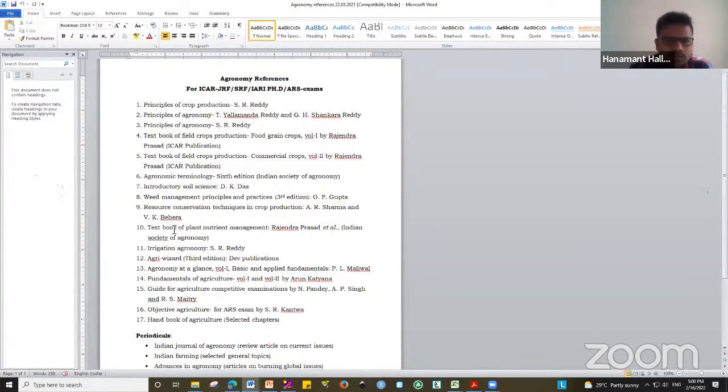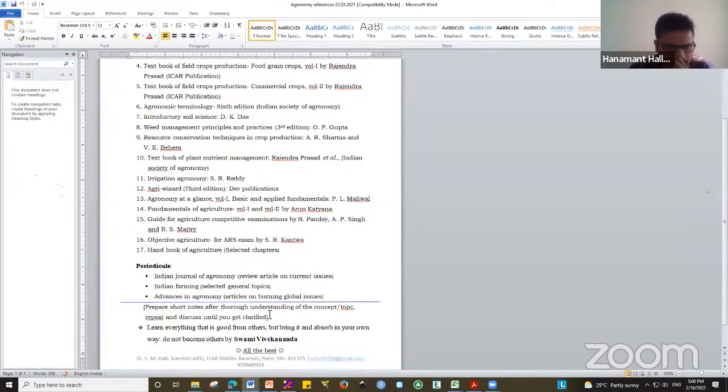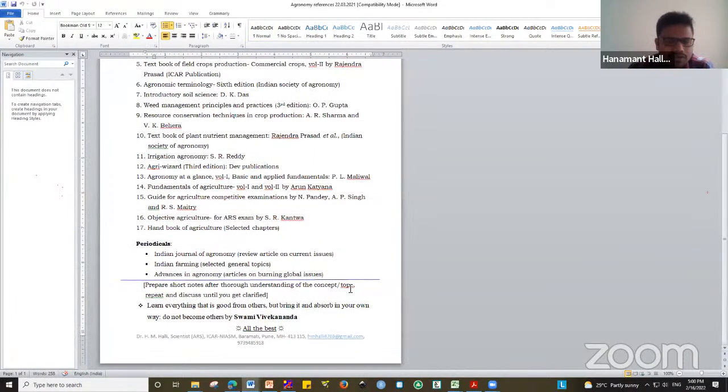Then one more weed management book is there. So these 2 books you must refer to for the weed management options. Then these are some of the books, that is principles of crop production, agronomy, and some of the important books I have mentioned here. So if you refer to these books, you can have a good command of the agronomy subject, so that it will help you clear different exams.